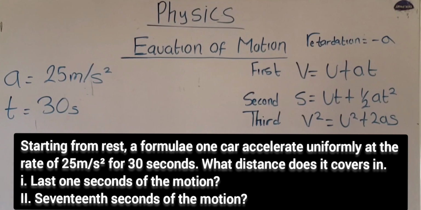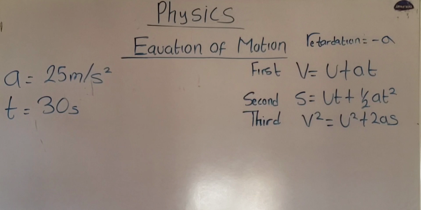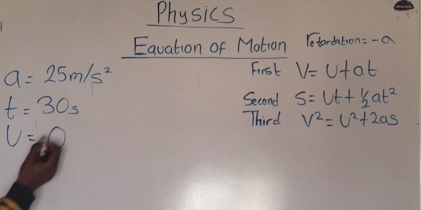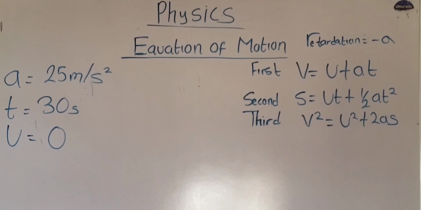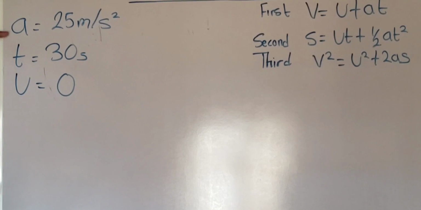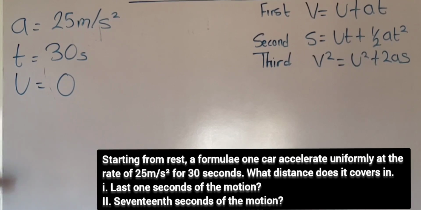Now, we are told that the Formula One car accelerates from rest. Pay attention to that statement, accelerates from rest. And I have already given you a point: if a body accelerates from rest, what will be the initial velocity? The initial velocity will be 0. So u will be what? 0. Do you understand? So we have these three parameters: the acceleration, the time, and the initial velocity as 0.